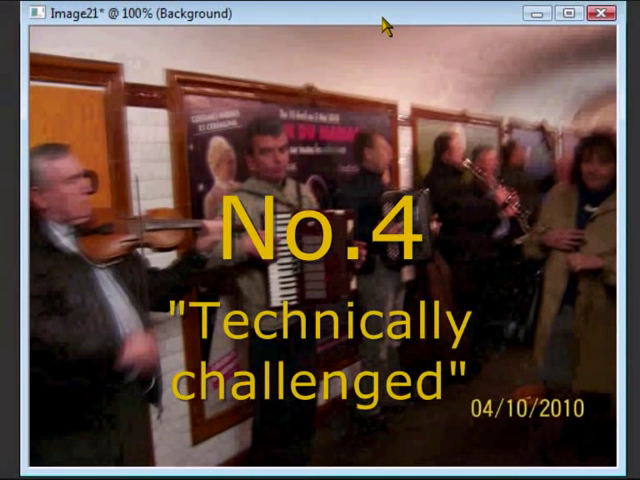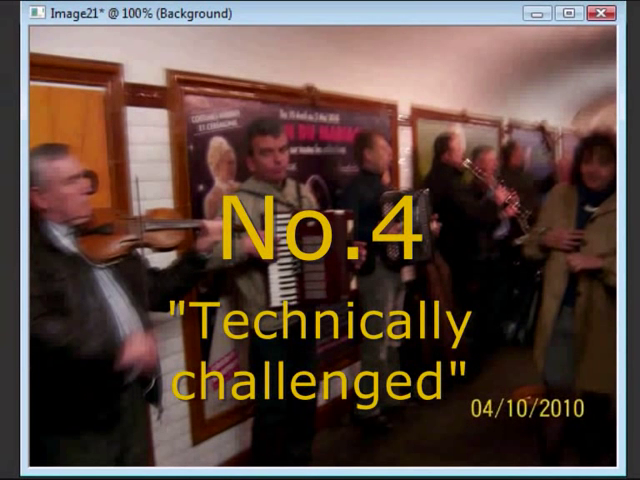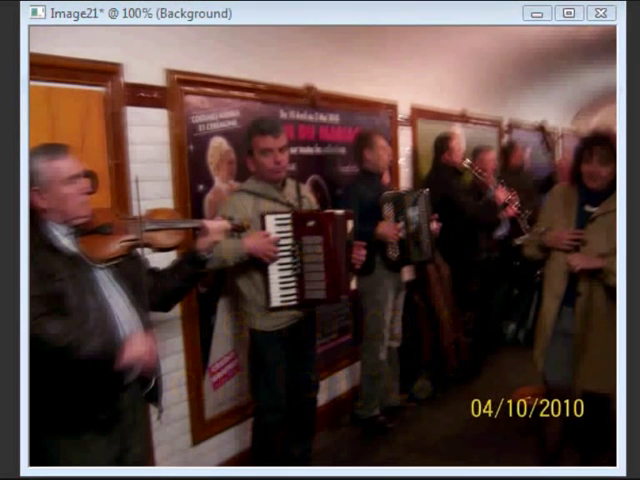Technically challenged is my fourth. Fourth reason people's photos suck, technically challenged. In other words, they're blurry, they're too light, they're too dark and so on. Here's a picture in the metro. And theoretically, it could be okay, but it's just blurry. And that doesn't help the photograph at all.